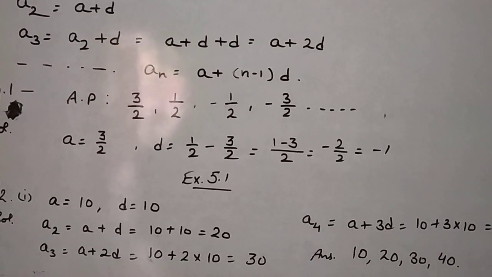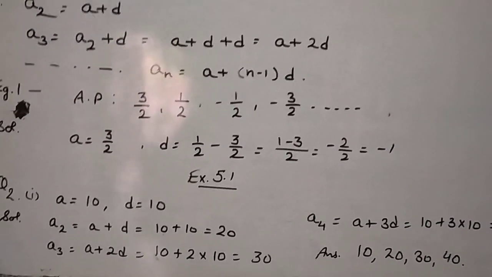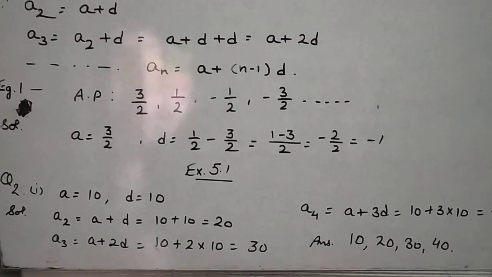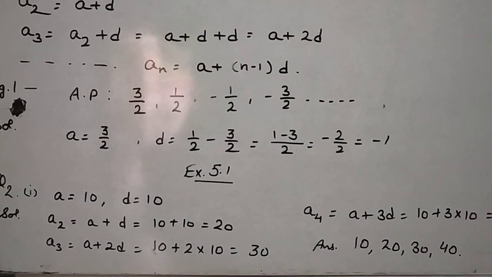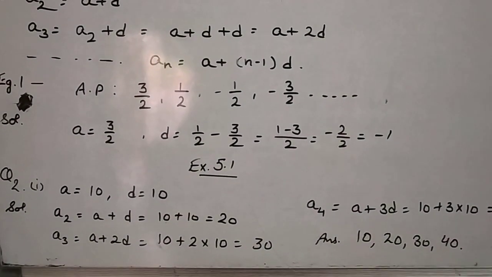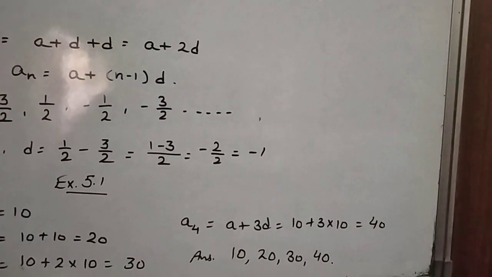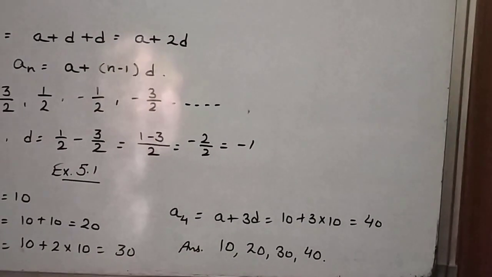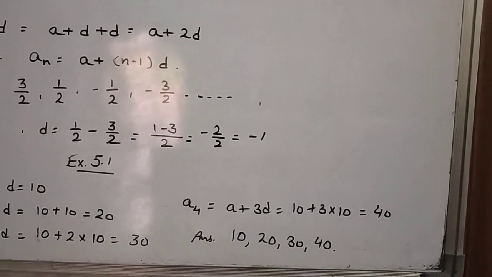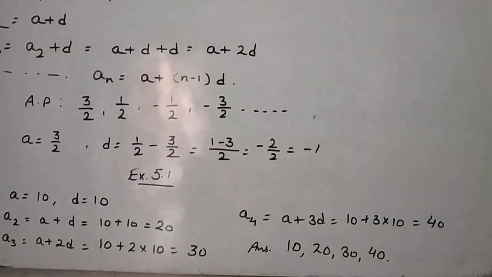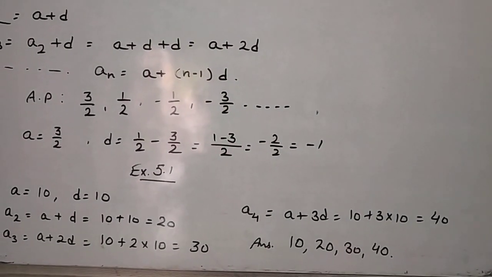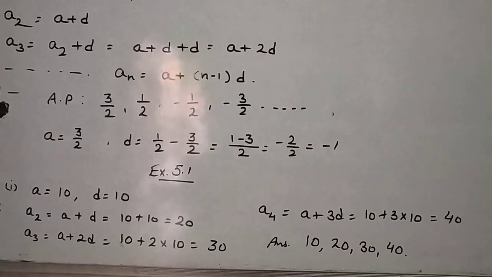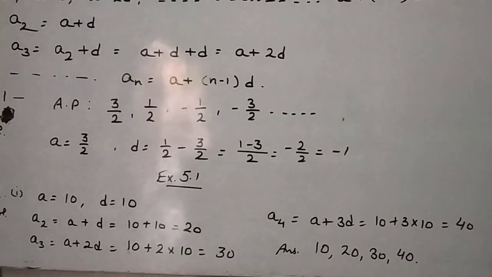Third term will be A plus 2D. We have discussed here that the third term is A plus 2D. So we can write A as 10 and 2 into 10, 30. A4 is A plus 3D. So A is 10 and 3D is 3 into 10. So we have got 40. So we can say we have got our first 4 terms 10, 20, 30, 40, and we can get many terms in this way.